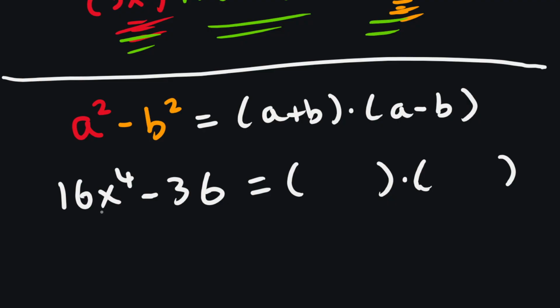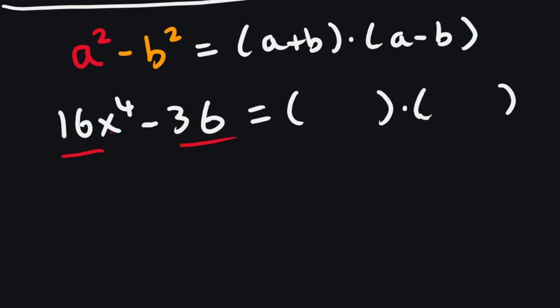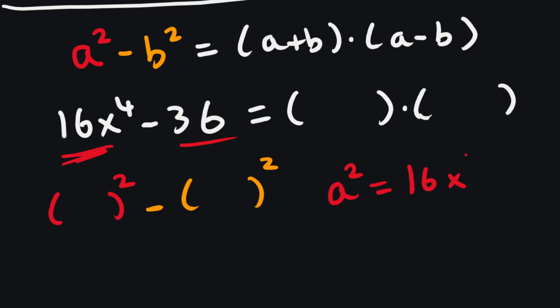Well, we can recognize this as a difference of squares. We recognize this as a difference of squares because if we take a look at its a term, what is a in this case? So a squared minus b squared. What is a equal to? Let's start with that. So we know this first term right here, 16x to the fourth, that is a squared. So again, a squared equals 16x to the fourth.